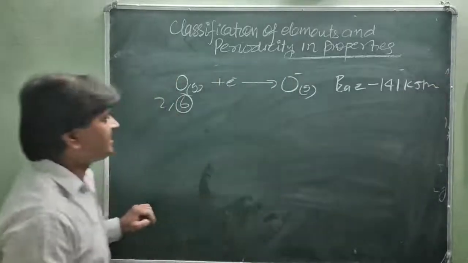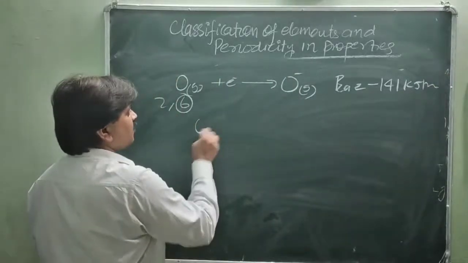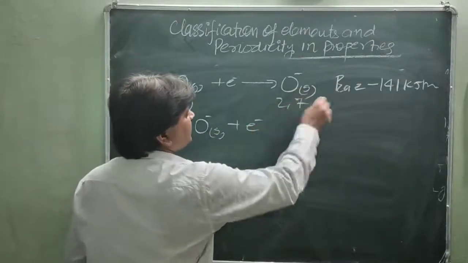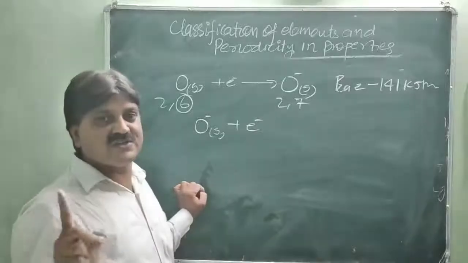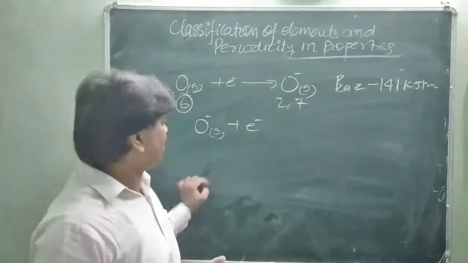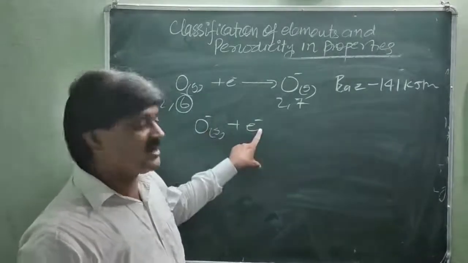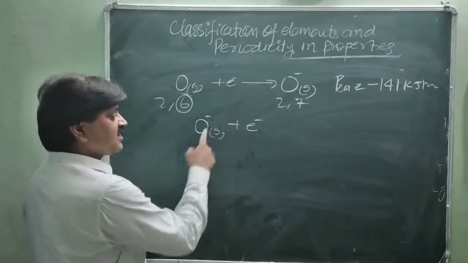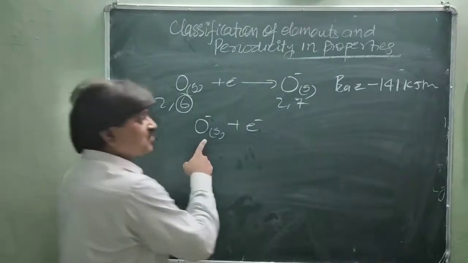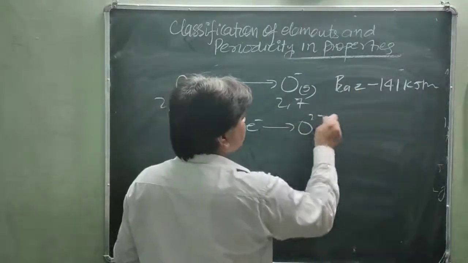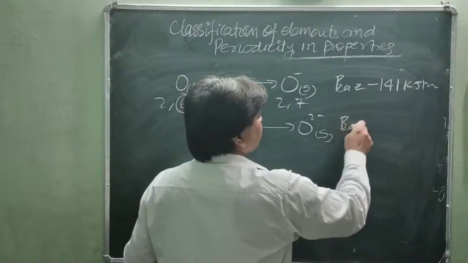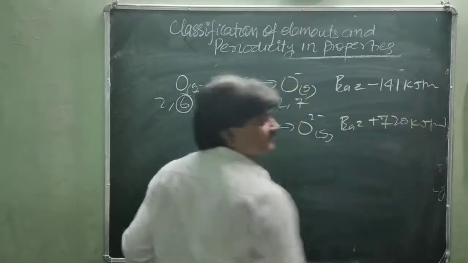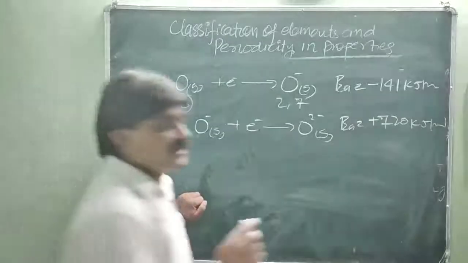However, in the case of the second electron gain enthalpy, O minus now becomes 2 and 7, so one more electron is required to achieve the stable structure. But in this case, oxygen has a minus charge and the electron also has a minus charge. So extra energy is required to add this electron to the oxygen. In this case, for O2 minus in the gaseous state, the electron affinity is plus 720 kilojoule per mole.